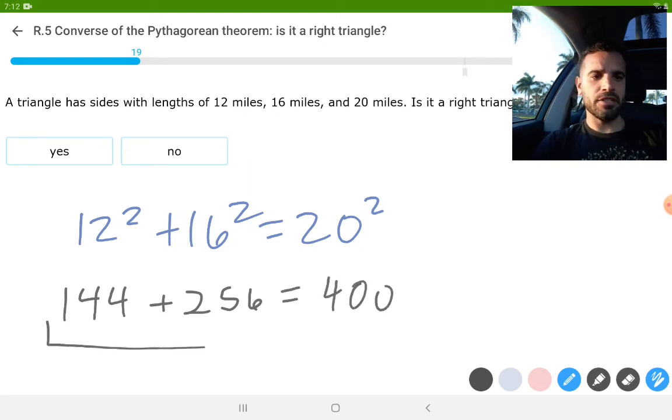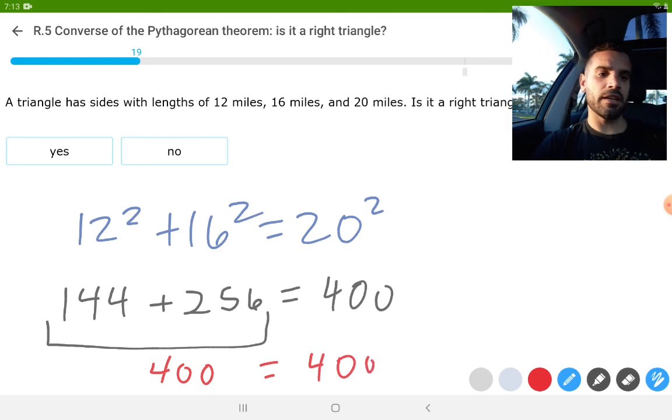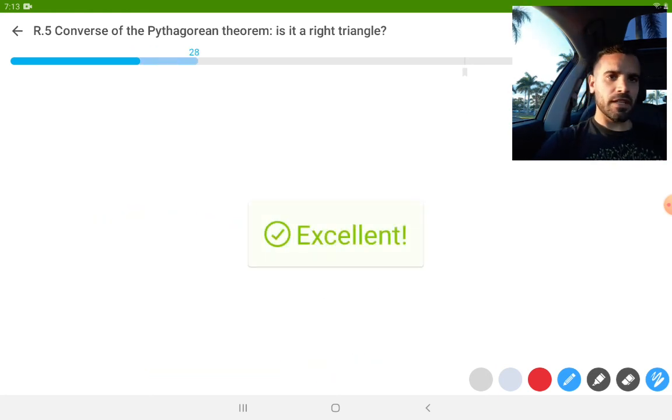Now let's add these two right here on the left side. 144 plus 256, and what do you know? We get 400 on the left side of the equation, and we have 400 on the right side. And because this equation is balanced, we can safely say that we have a right triangle in this problem. So click yes, and there you have it.